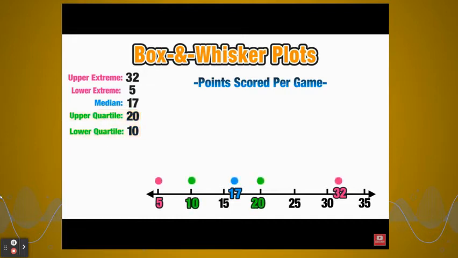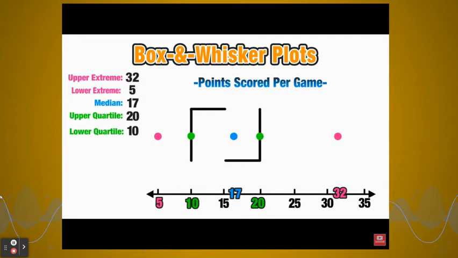Now imagine taking these points and elevating them above the number line. Our first step is to construct 2 vertical lines through the upper and lower quartiles, and use these lines to construct a rectangular box that encloses the median point. And through that median point, we construct a vertical line. This represents the box in our box and whisker plot.